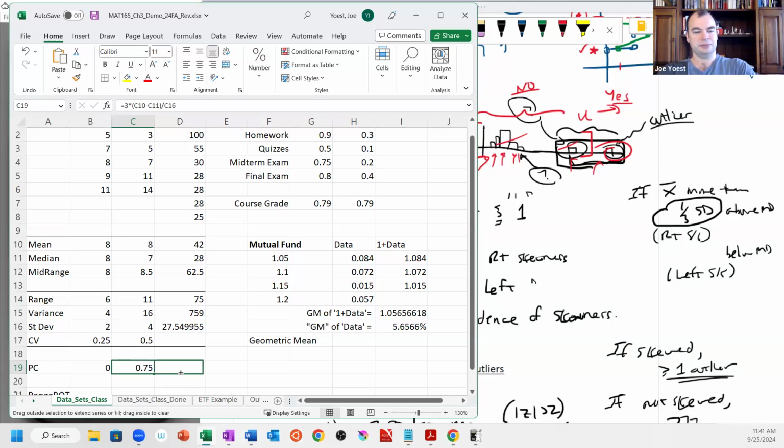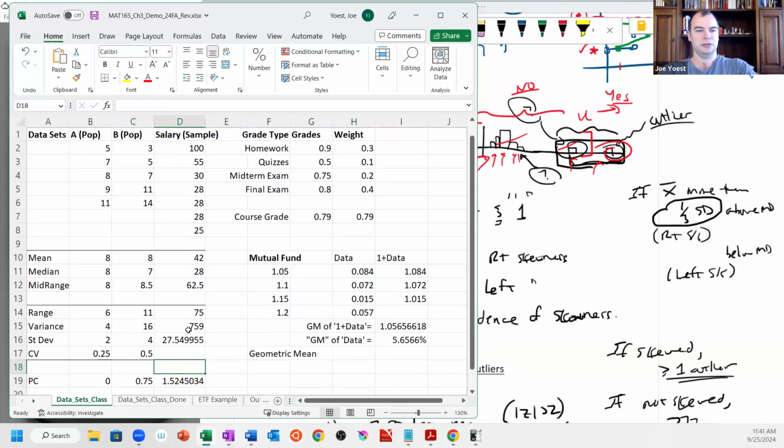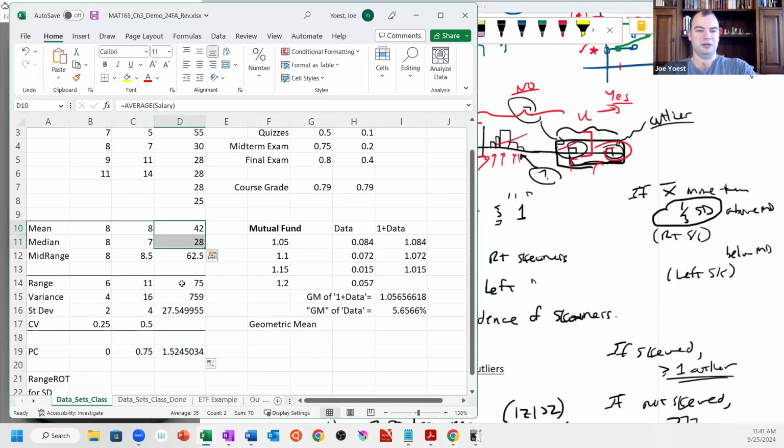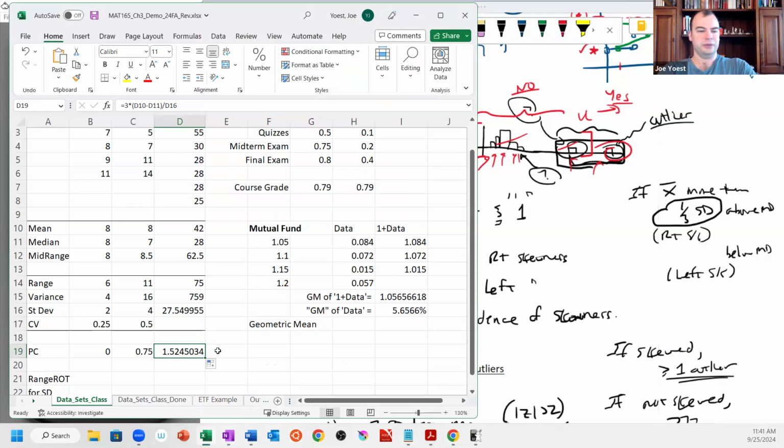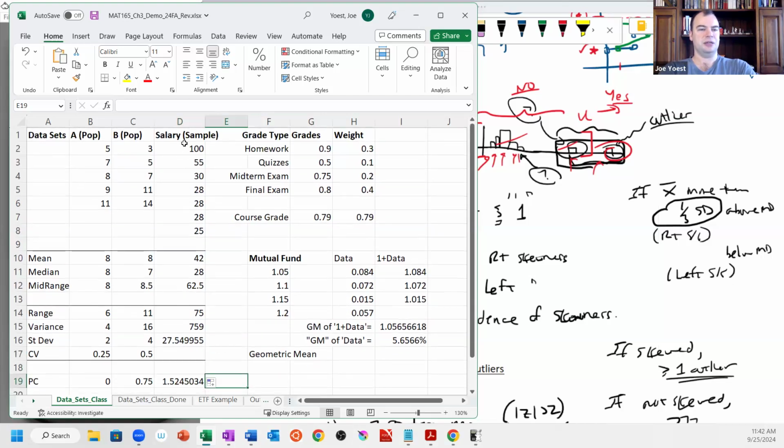If we come over to the salary data, this is the one where we look at most of the data and it's like 25 to 30 for 5 of the 7 data points. And we have this one salary of 100, another salary of 55. This is something that we might have suspected was a bit right skewed. Mean of 42, median of 28, even a mid-range of 62.5. We're pretty suspicious at this point. And then we look at the Pearson coefficient and it's 1.5. Definitely bigger than 1. So we'd say there's some evidence of right skewness in this salary data.